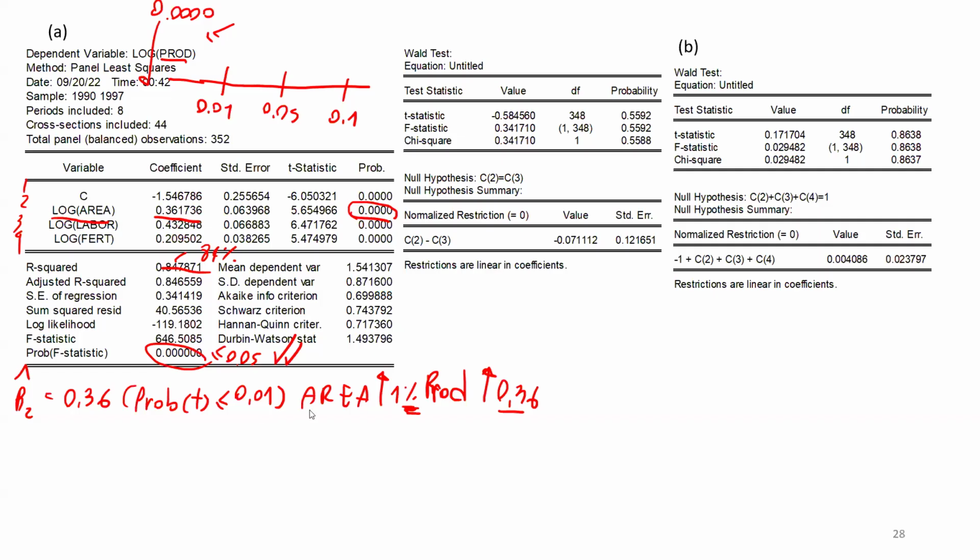Okay. So area increases 1%, production increases 0.36%. Then it is significant at 1% level. Yes, after X, yes, good.